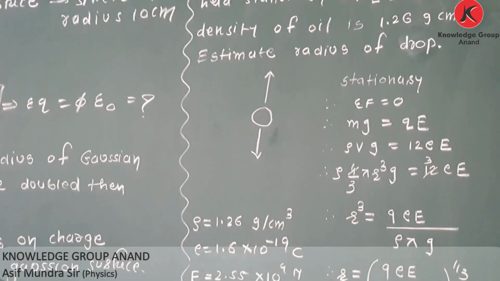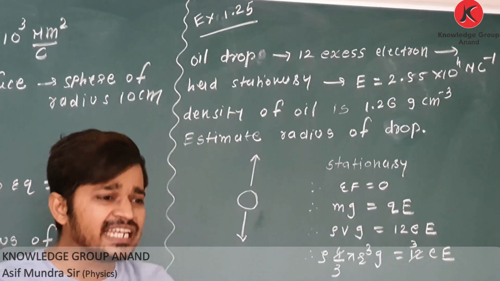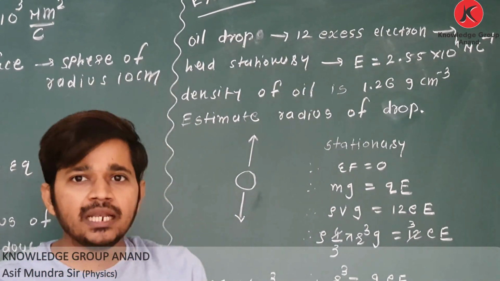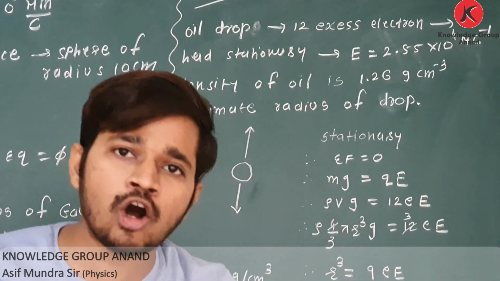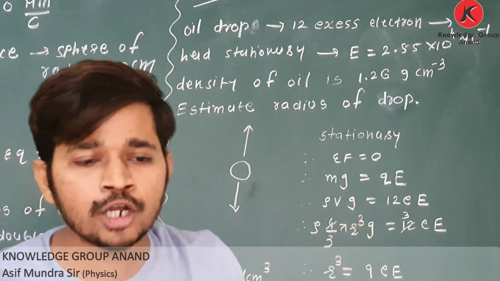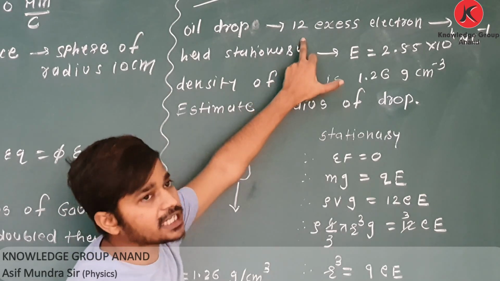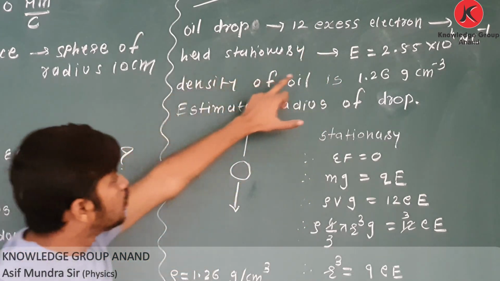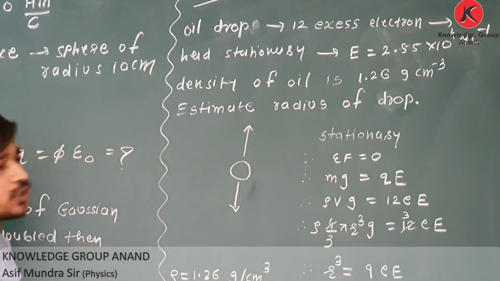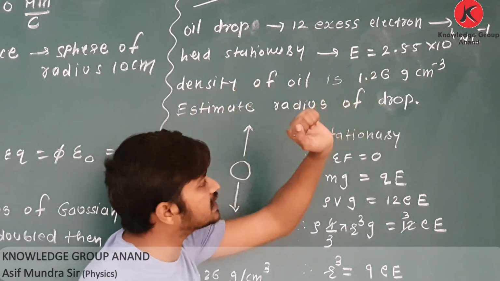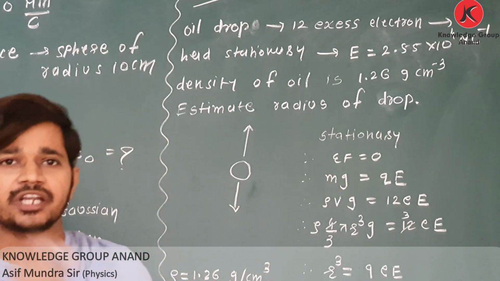Next question is exercise 1.25. What is exercise 1.25? It is Millikan's oil drop experiment. Millikan's oil drop experiment is used to find the charge on a drop. How? See, an oil drop having 12 excess electrons is held stationary with a uniform electric field E equal to 2.55 into 10 raised to 4 newton per coulomb. Density of oil is 1.26 gram per centimeter cube. You have to estimate the radius of the drop.